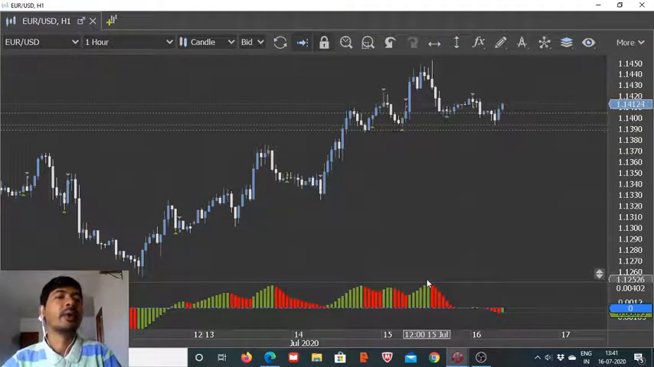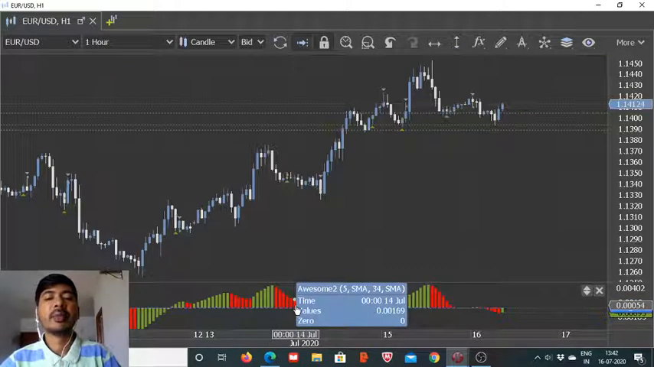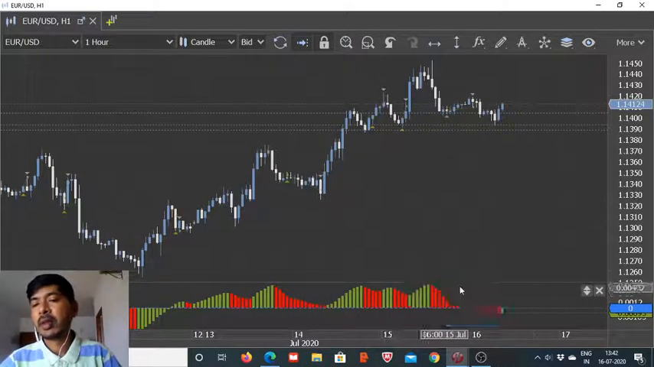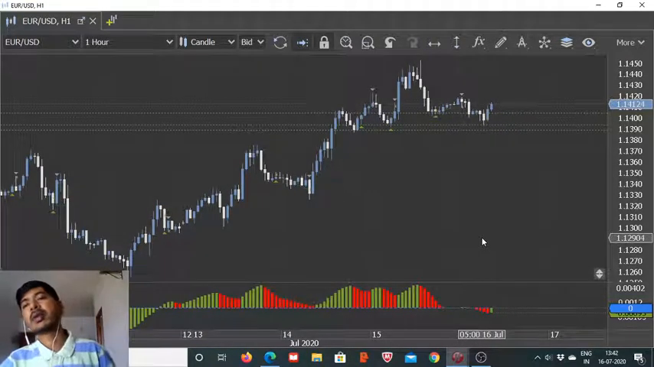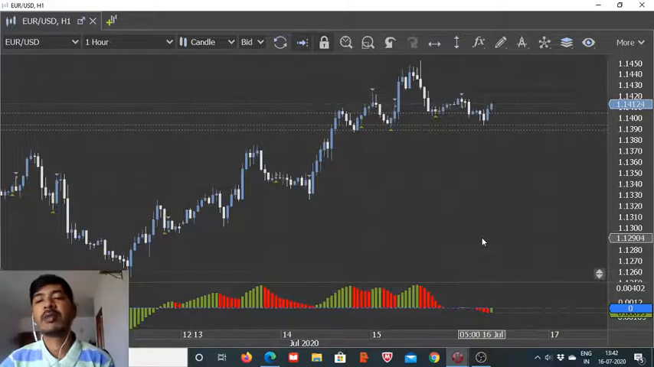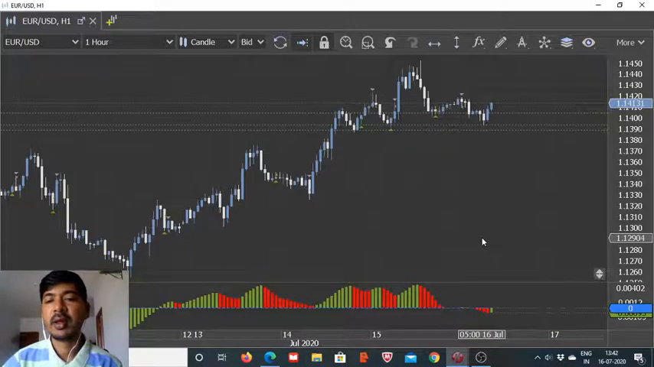If the values are going down, which means that the momentum is on the sell side, on the lower side, and that's why we have these 2 different color coded bars, which helps us in easy identification, and then it improves the ease of use.